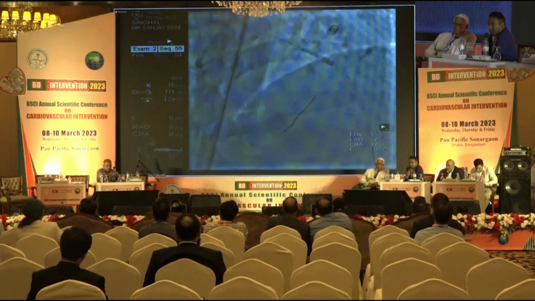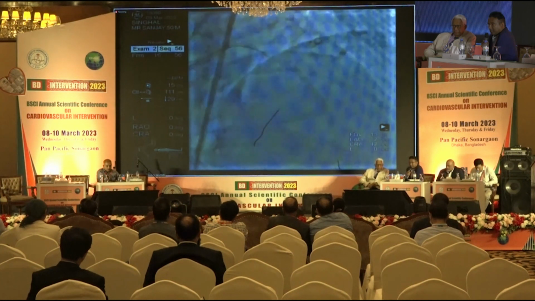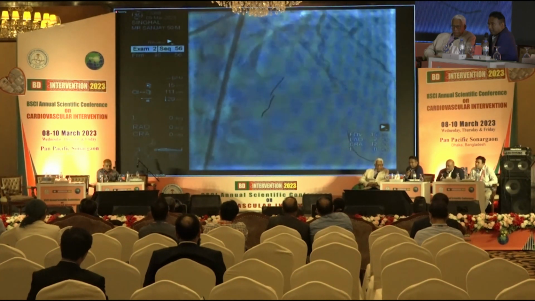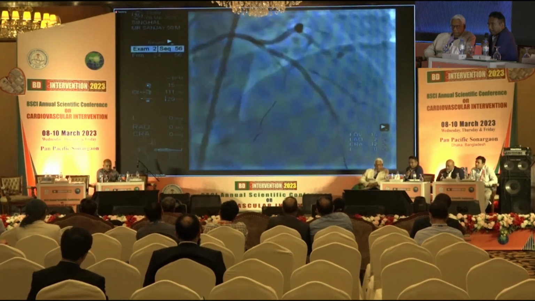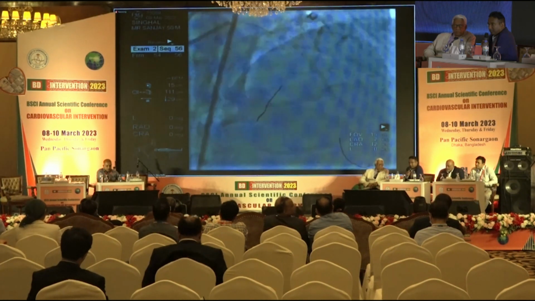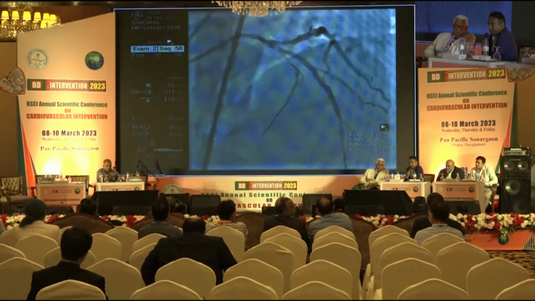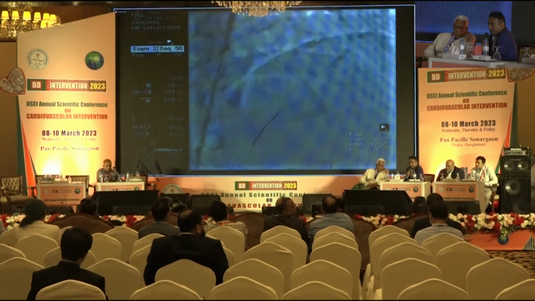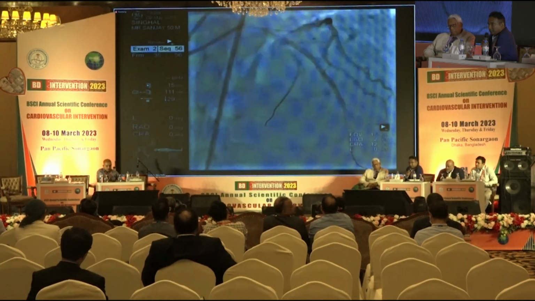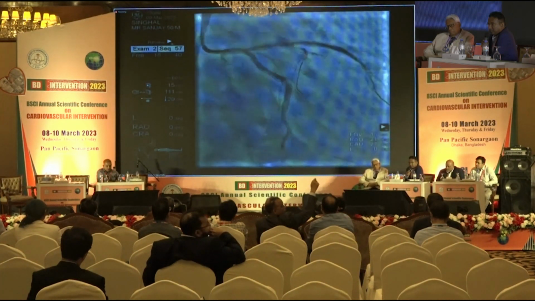Now we needed to do a proximal job, which is the proximal bifurcation. You can see the diagonal is flowing. You can see the distal bifurcation nicely done. So we are happy with the distal one. But you can see this septal is dissected. So we then had to sort this out.